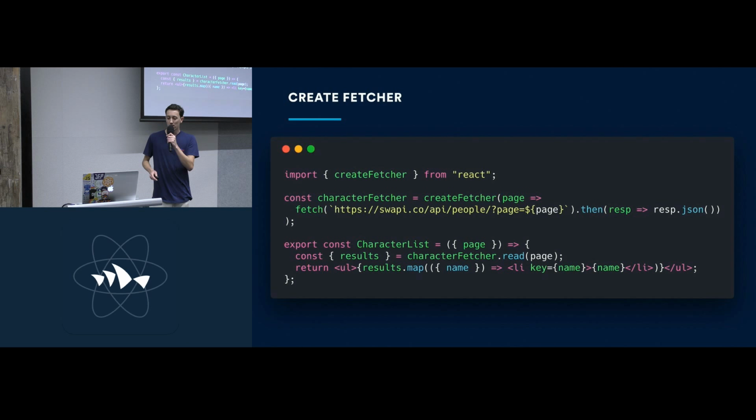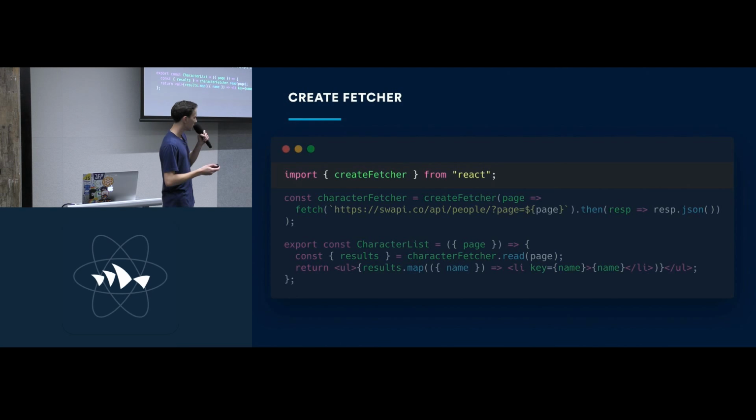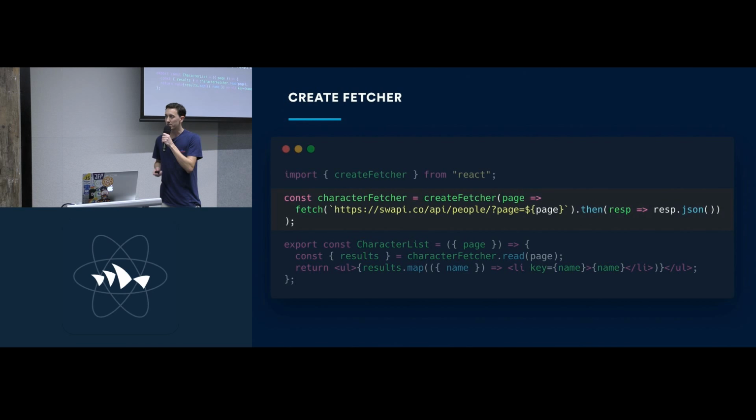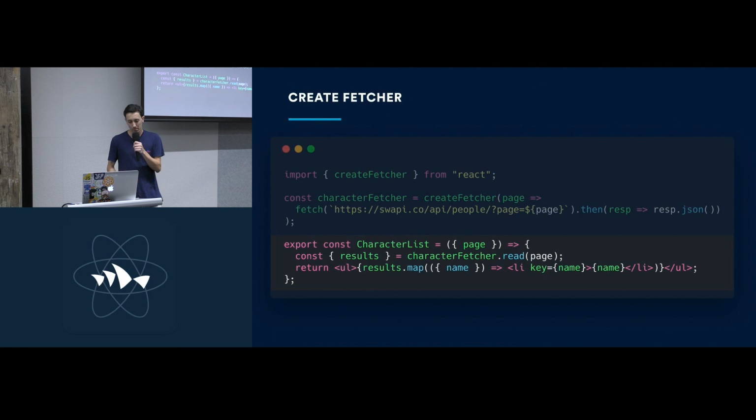So what we've seen in the demos is that you import this new function called createFetcher. And the way you use this is you pass this function a method that returns a promise. In this example, I am creating a character fetcher that is going to go off to the Star Wars API, and it's going to return a page of Star Wars characters. The way that you use this fetcher inside your React component is that you just plonk it in your render method like this, and then you call read, and the next line you have the data.